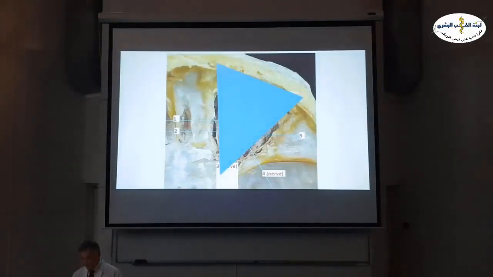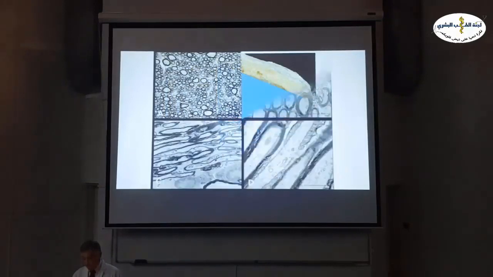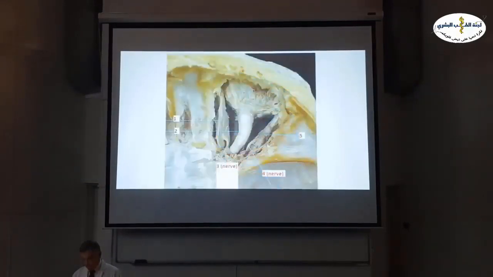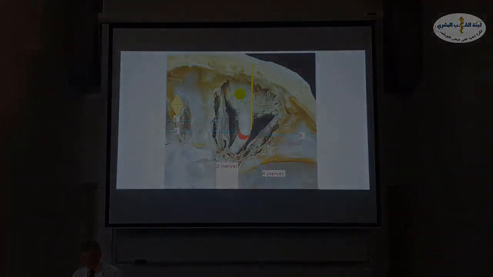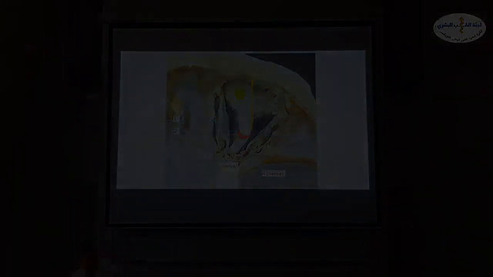Where are we? If you remove the roof of the orbit, you will see this is a crista galli, this is the eyeball, this is the axis of the eye, and here's the optic nerve.